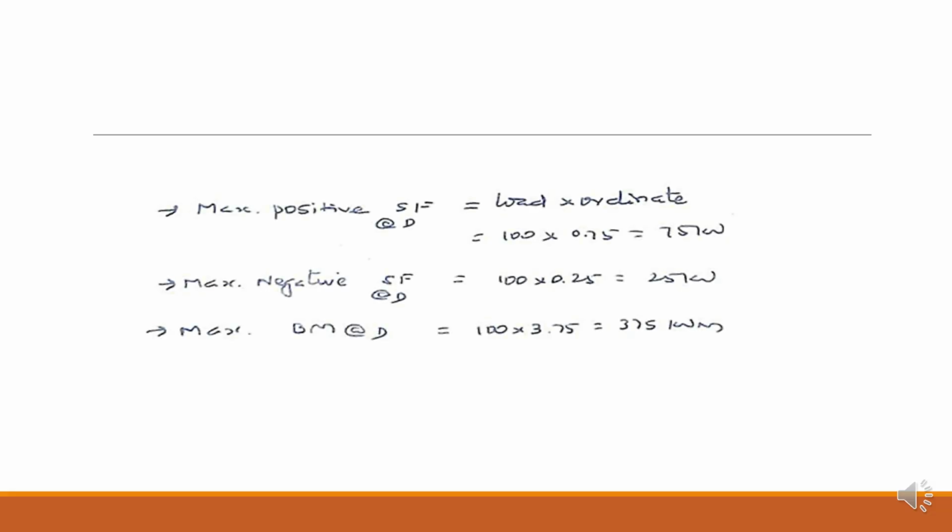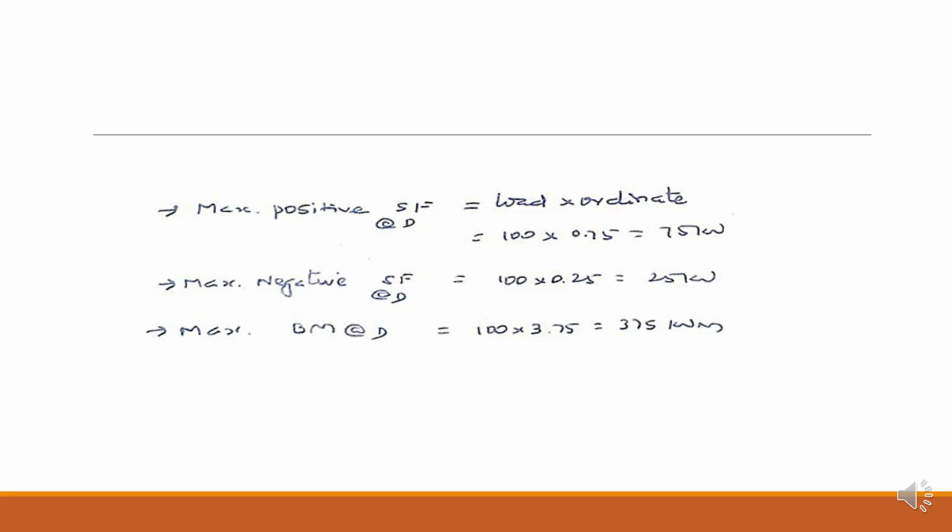To find the actual maximum forces caused by our 100 kilonewtons rolling load, we multiply the load magnitude by these peak ordinates. Max positive shear at D, 100 kilonewtons multiplied by 0.75, equals 75 kilonewtons. Max negative shear at D, 100 kilonewtons multiplied by 0.25, equals 25 kilonewtons. Max bending moment at D, 100 kilonewtons multiplied by 3.75, equals 375 kilonewton-meters.